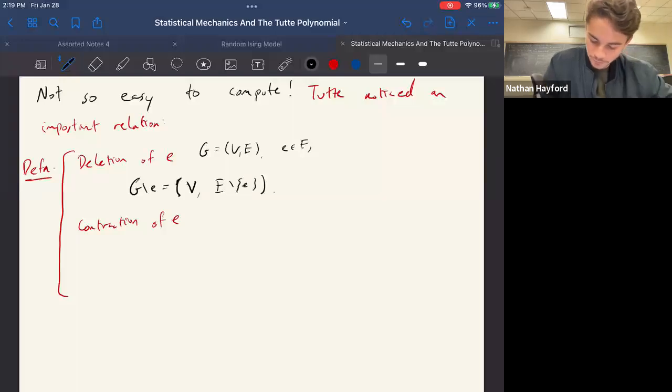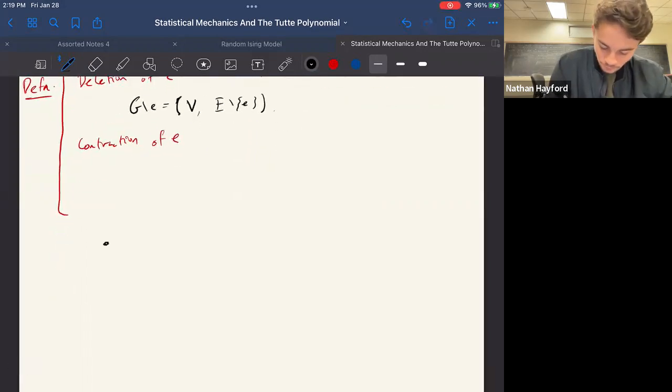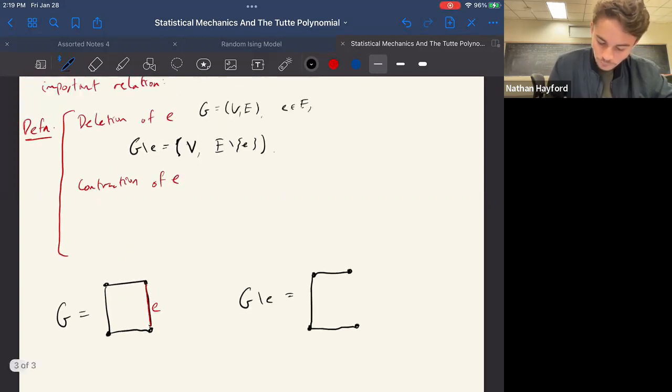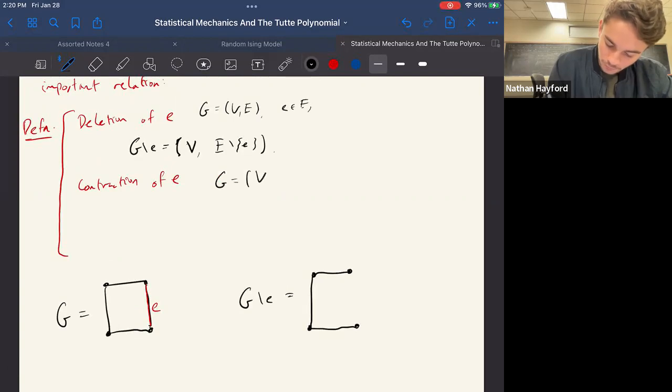So pictorially speaking, this is easy enough to see. I'll give an example below. So let's take, this is our graph. So this is G. Let's take this as E. And then G minus E is just this. The contraction to be now. So if G is the graph with vertices and edges V and E, E, which is going to be, I'll call it V1, V2, is an edge.